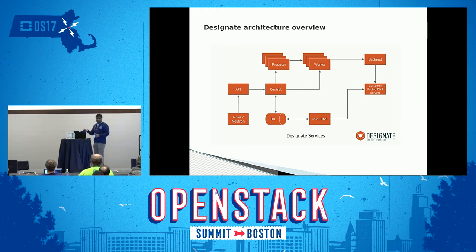The worker is the component that performs most of the work. It performs the creation, deletion and updating of zones by creating zone files across the backends, and updates accordingly. Backends are pluggable DNS drivers. In Designate, we have support for various DNS drivers like Bind, PowerDNS, Dynect, and others also. Mini DNS is a minimal DNS server written in Python. Basically, it propagates zone information to customer-facing DNS servers.